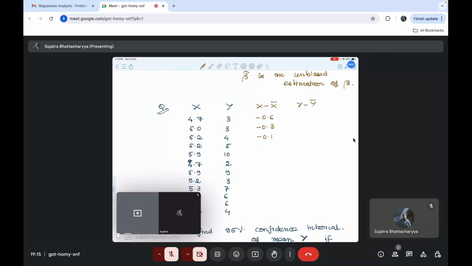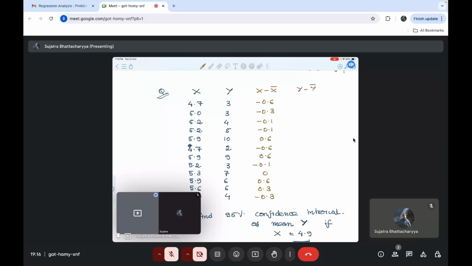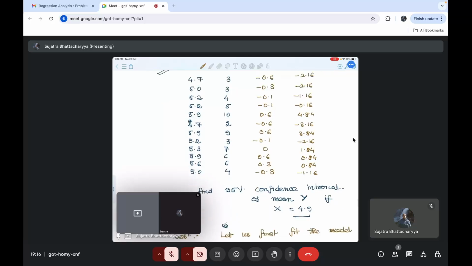The xi minus x bar values include minus 0.6, then again 0.6, minus 1, and so on. Next, y minus y bar is minus 2.16, minus 1.16, minus 0.16, 4.84 because as you can see this is 10, minus 3.16, 3.84, minus 2.16, 1.84, 0.84, then 0.84 again, and minus 1. That's all. So these are already calculated.